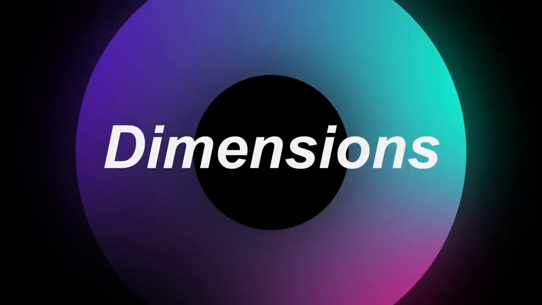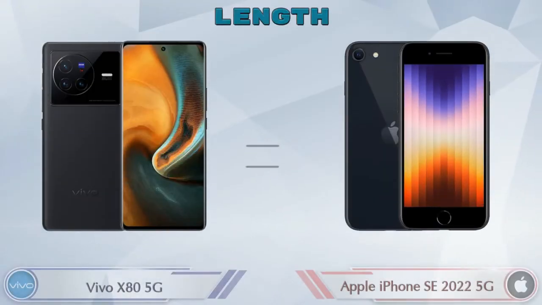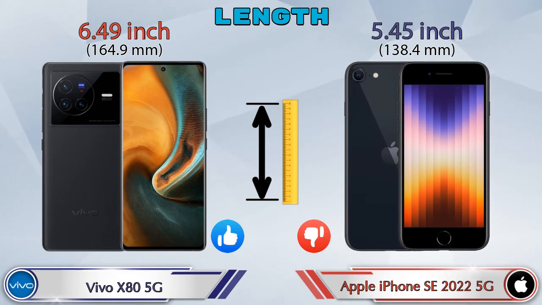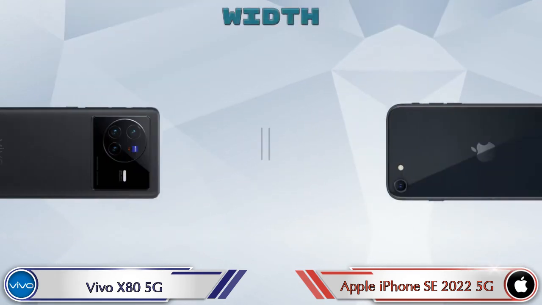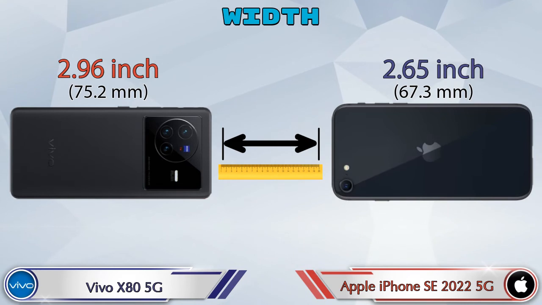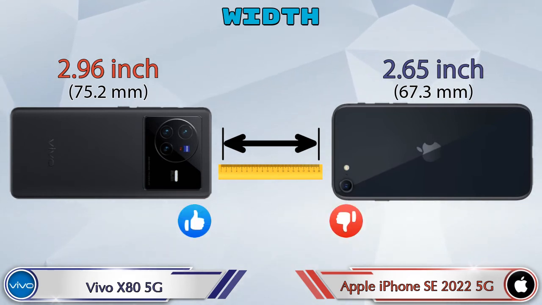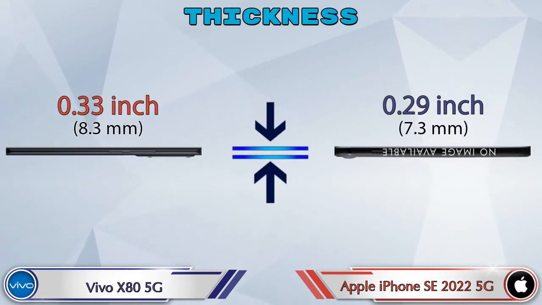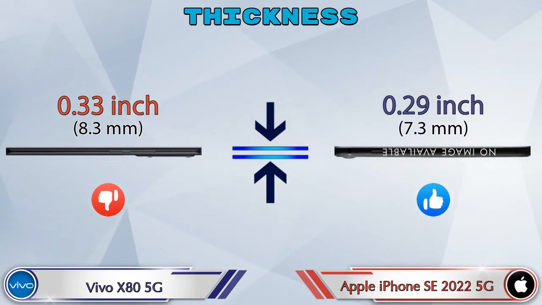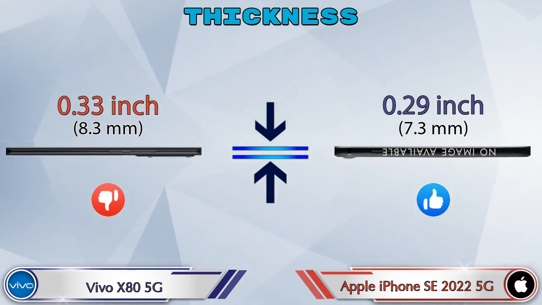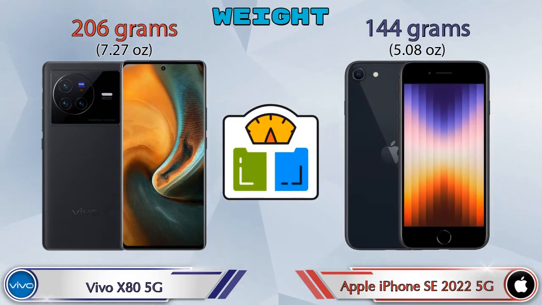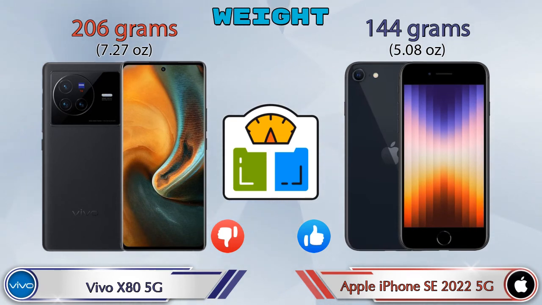Now we check the detail about dimensions. Talking about the length of both the phones, Vivo X80 5G has 6.49 inch and in iPhone SE 2022 5G it's 5.45 inch, which is less than Vivo X80 5G. Width, Vivo X80 5G has 2.96 inch and iPhone SE 2022 5G it's 2.65 inch, which is less than Vivo X80 5G. If we talk about thickness, then Vivo X80 5G has 0.33 inch and iPhone SE 2022 5G it's 0.29 inch. Now let's talk about weight, Vivo X80 5G it's 206 grams, and iPhone SE 2022 5G has 144 grams.